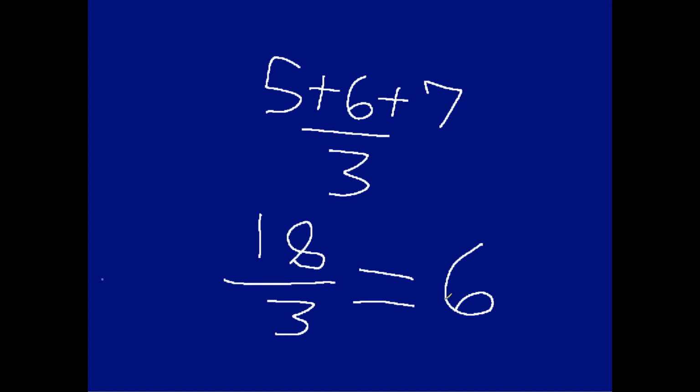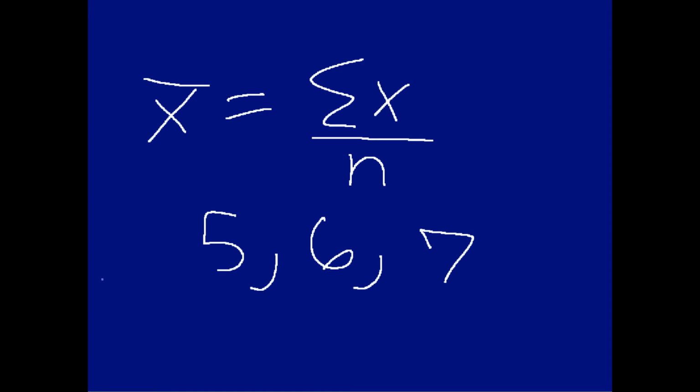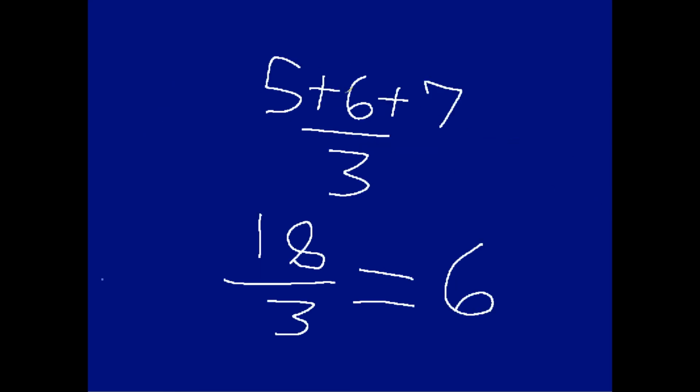And so this is a very, very basic example of how to calculate the mean. Simply put, if you look at the equation, you add up all of your values. That's what the summation sign means. Add up all your values of X and divide it by the total number of X's, also known as the sample size, or N. And so in our example here, you can see clearly that when we add up 5 plus 6 plus 7 and we divide it by 3, we get our answer right here, which is 6.